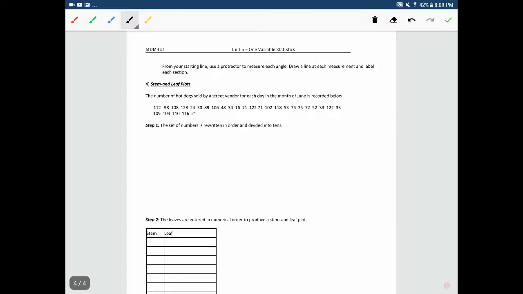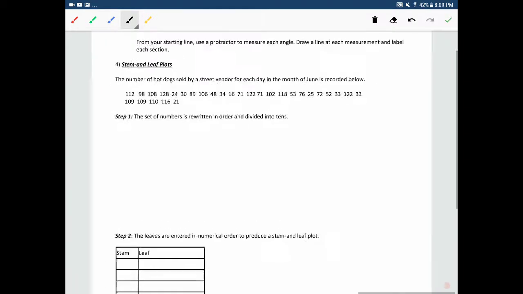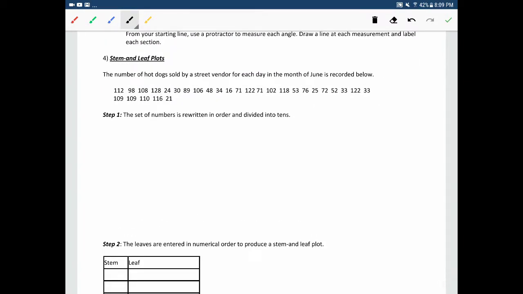Stem and leaf plots. I'll tell you right now, stem and leaf plots is the one that I always ask on a test, and everybody always gets it wrong. It's actually very straightforward, but you do need to remember how to do it.